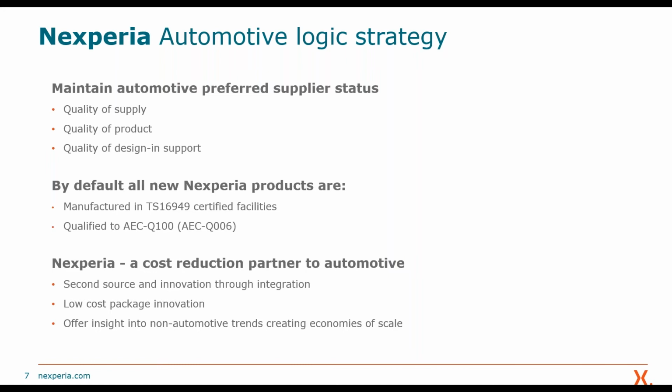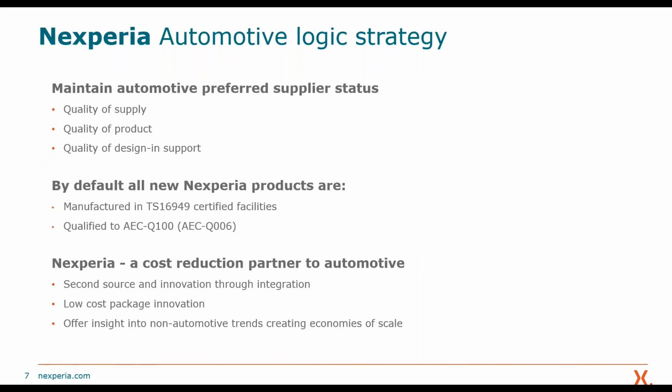So when I say maintain automotive preferred suppliers, we need to focus on quality of supply, quality of product, and quality of design and support, especially considering the strict reliability and quality requirements from the industry. In the quality of supply, we focus on Maverick lot handling and CPK values. Similarly, in the quality of the product, we focus on the Six Sigma process and PAT testing. And the third point, the quality in design and support.